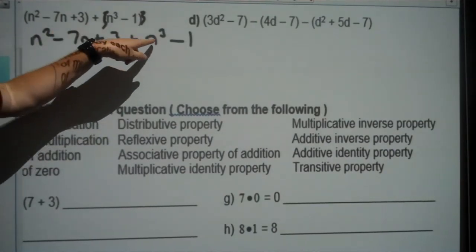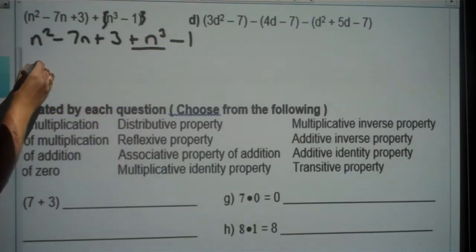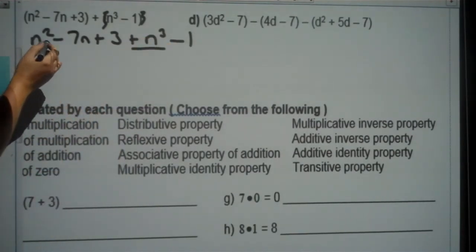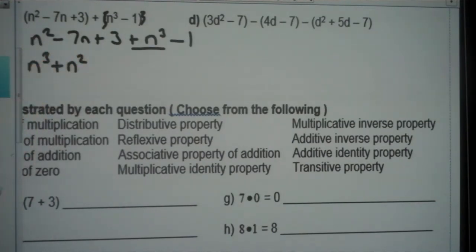The highest power I can see is n cubed here, and this is the only term that has n cubed in, so I'm going to go with positive n cubed, or just n cubed. There's only one term that has n squared as well, and as it's a positive n squared, I'm going to put plus n squared. If it was negative n squared, I would see the negative sign in front, and I could put subtract. So I've done that as well.